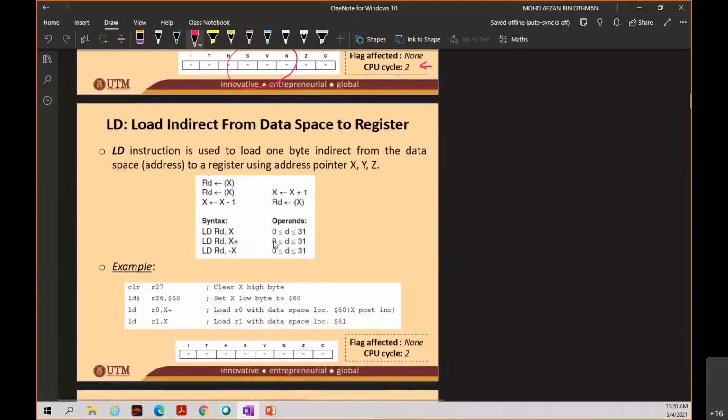And then we have the LD. LD stands for load indirect from data space to register. The LD instruction is used to load 1 byte indirectly from the data space address to a register using pointer register X, Y, and Z. So this is an indirect addressing mode. This is the syntax. We already learned about it in the previous class, so I just skip this part.